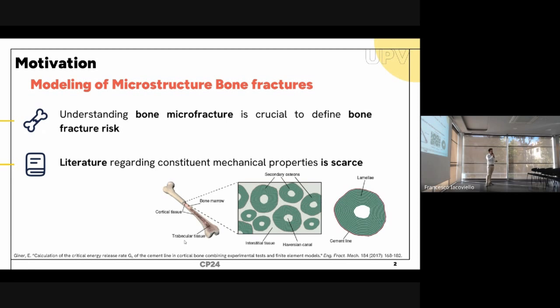Well, today, degenerative diseases are becoming a major problem in society due to the aging of population. Understanding bone microfracture could help assessing the bone fracture risk. So, in order to study fracture, we would need some properties from the microconstituents, for instance, the strength or toughness, which are not widely shared in the literature. Because the literature about cortical bone usually centers about the morphometric analysis of cortical bone.